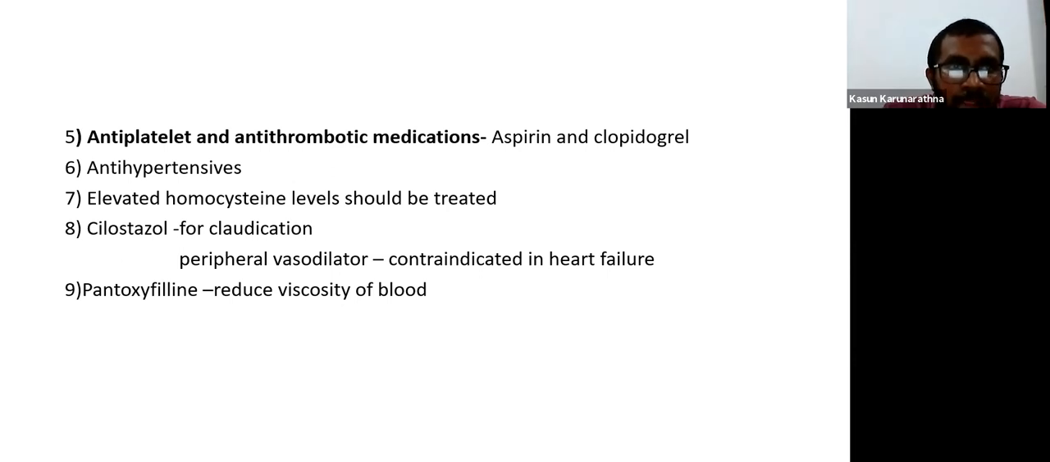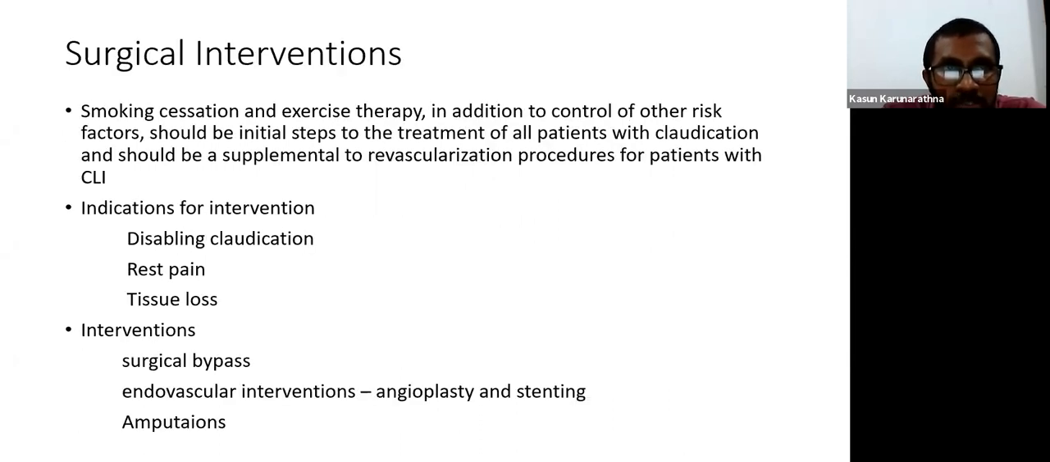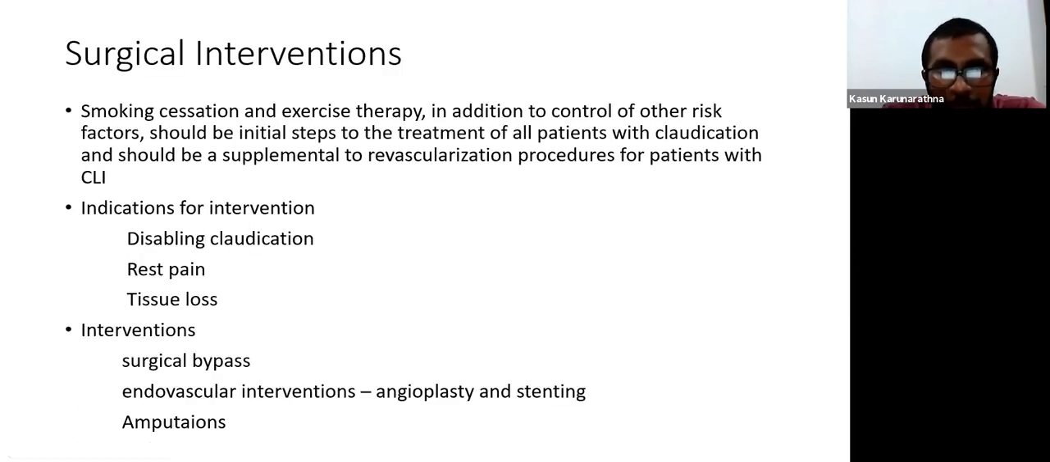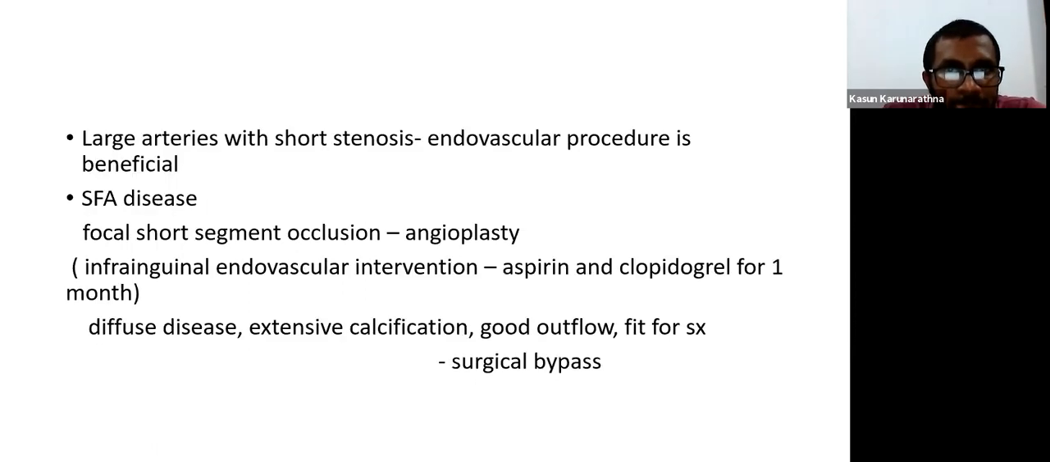antiplatelets, antihypertensives, then cilostazol for claudication pain. It acts as a vasodilator. Then surgical interventions if patient is having disabling claudication or critical limb ischemia. Right? And surgical intervention could be open surgery like surgical bypass or endovascular interventions. And if the limb is unsalvageable, then comes the amputation.